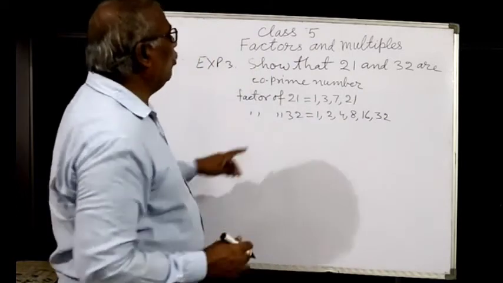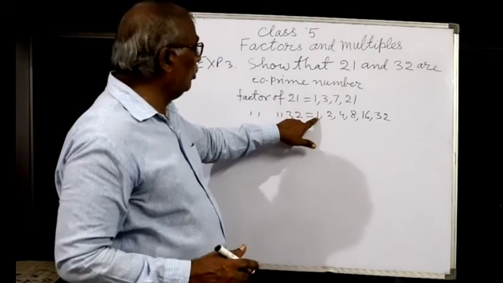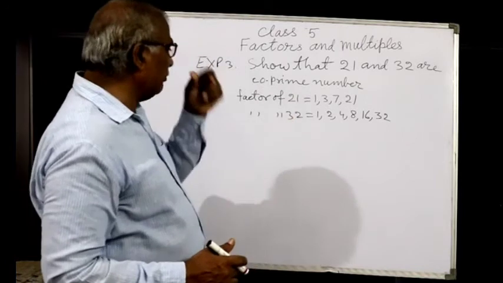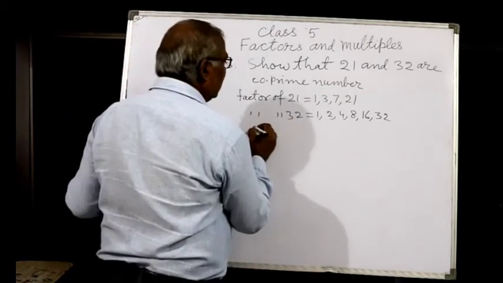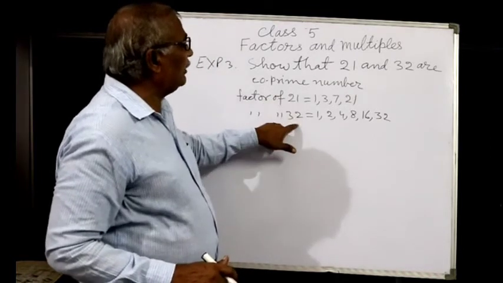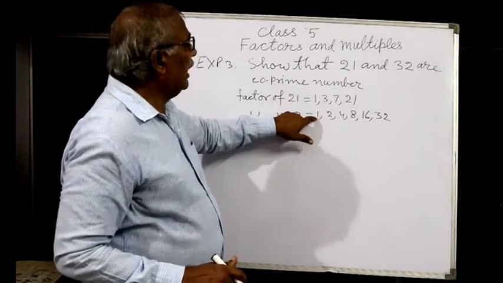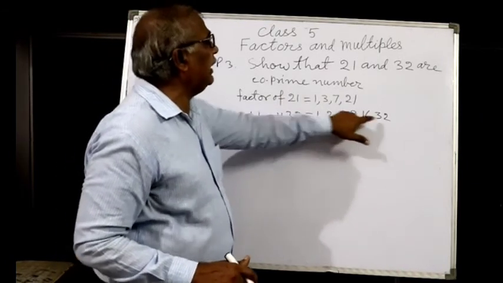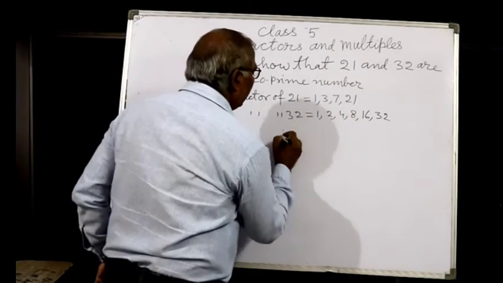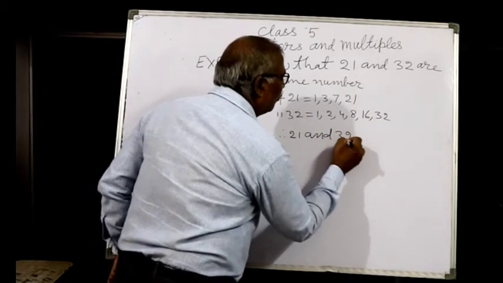There is no common factor except 1. So 21 and 32 are co-prime numbers. Since in the factors of 21 and 32 only 1 is the common factor, except 1 there is no other common factor. Therefore 21 and 32 are co-prime numbers.